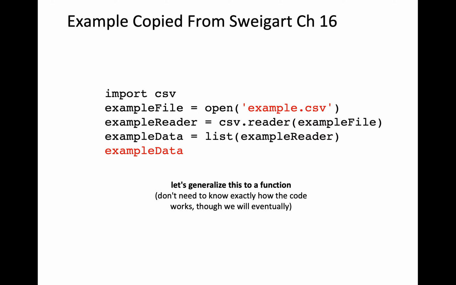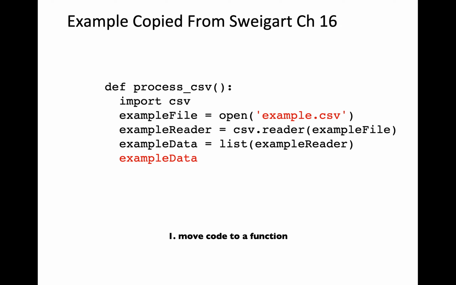Let's take this code snippet and generalize this into a function so that we can pass the CSV file as input and get the list of list data structure representation as the return value or the output from the function. Whenever you want to convert a code snippet into a function, you first have to define the function name using the def keyword. So I'm going to tab indent all of the lines of code that we had in the previous slide and define a function called process underscore CSV here.